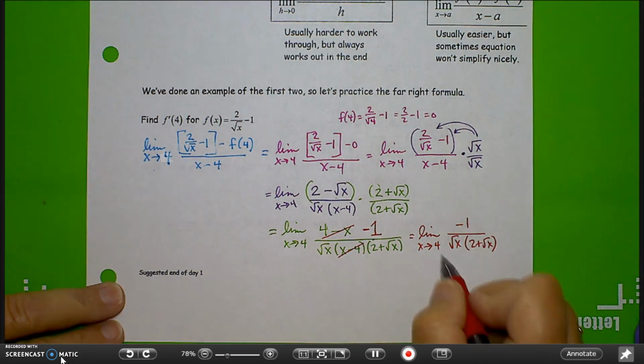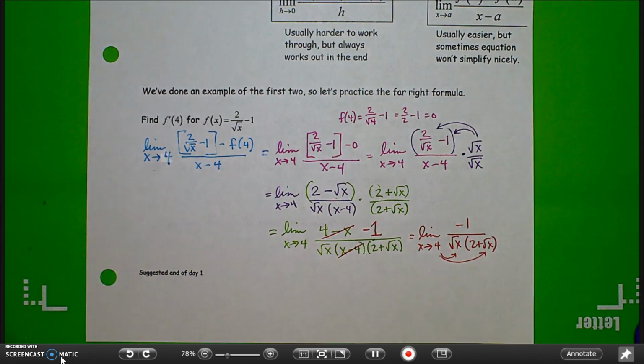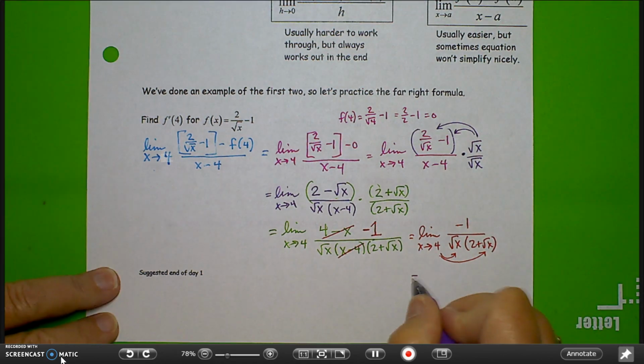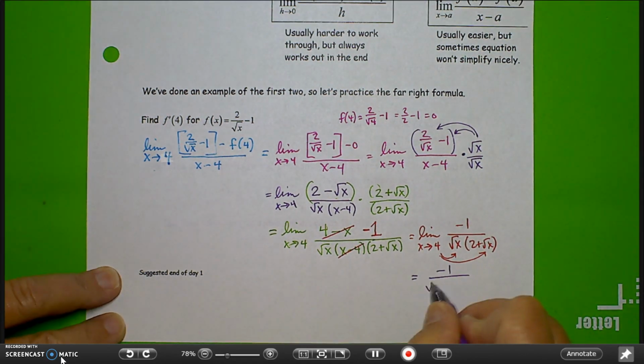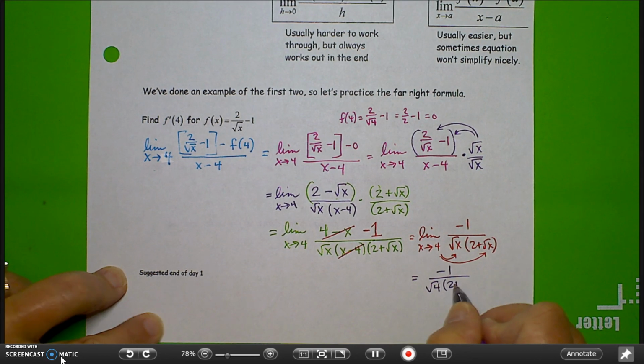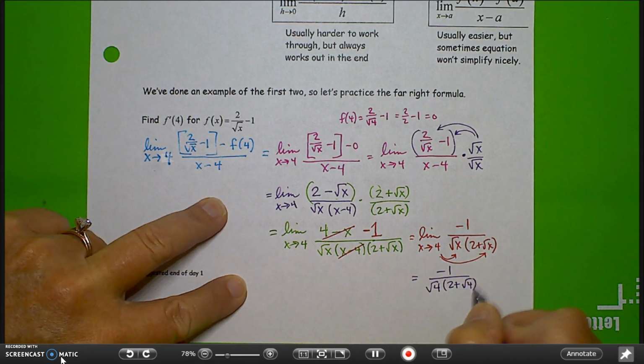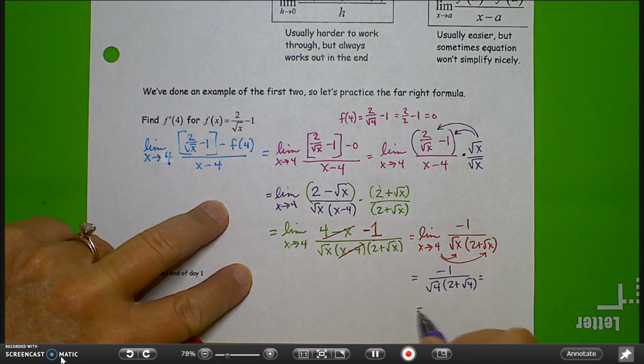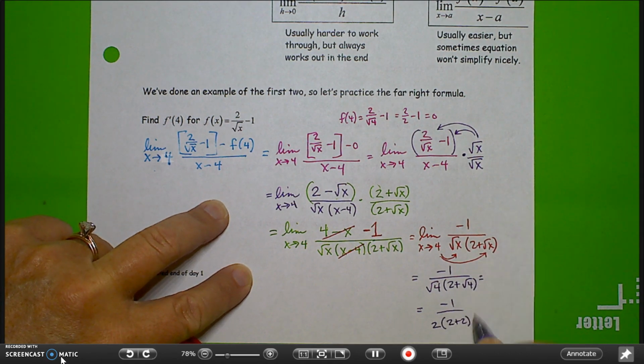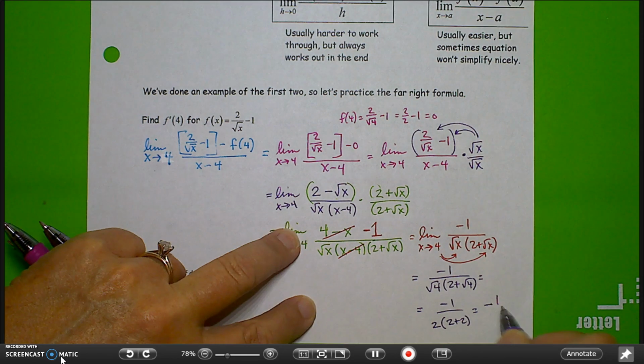And now I'm able to substitute that 4 in and figure out what we have. Negative 1 over square root of 4 times 2 plus square root of 4. What do we have? That's going to be negative 1 over 2 times 2 plus 2. That's negative 1/8.